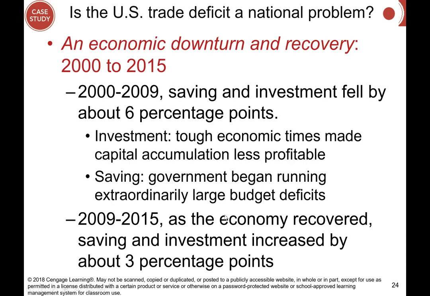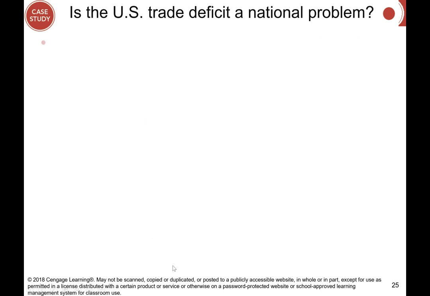An economic downturn and recovery between 2000 and 2015. Between 2000 and 2009, savings and investment fell by 6 percentage points. Investment: tough economic times made capital accumulation less profitable. Saving: government began running extraordinarily large budget deficits. 2009 to 2015, as the economy recovered, saving and investment increased by about 3 percentage points.